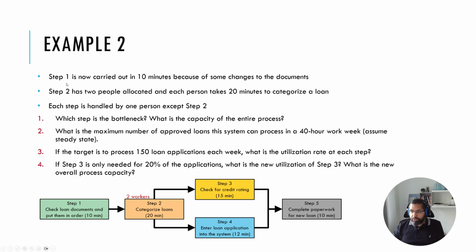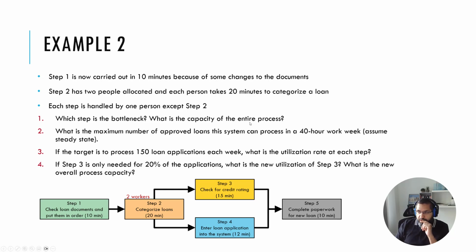Okay. So in this example, we added an additional worker to our bottleneck step, step 2. So remember, previously, step 2 was the bottleneck with just one worker, and our process capacity was 3 loan applications per hour. Okay, so each step is handled by one person except step 2. Step 2, we have 2 workers. Okay. Also, step 1 was modified. It used to take 15 minutes, but now it's taking 10 minutes. So these are the 2 changes.